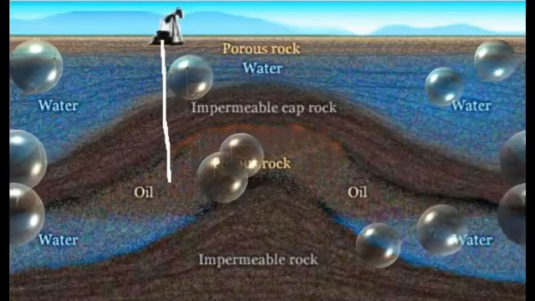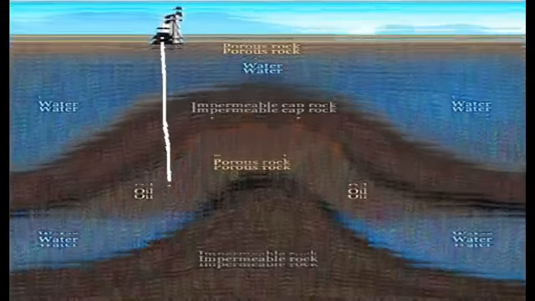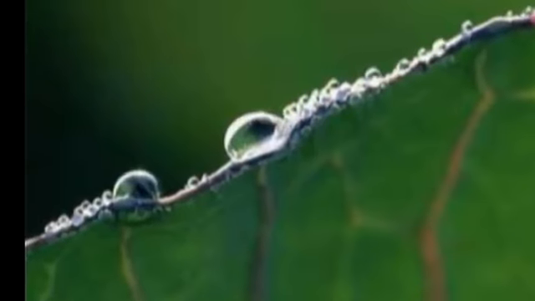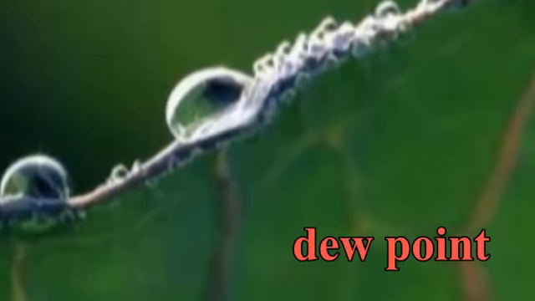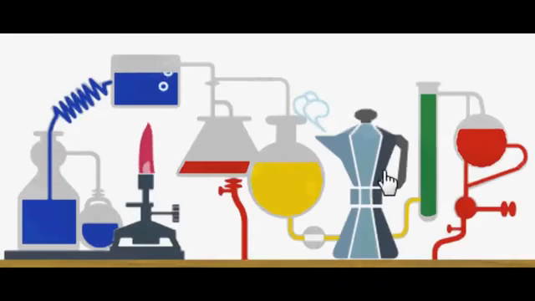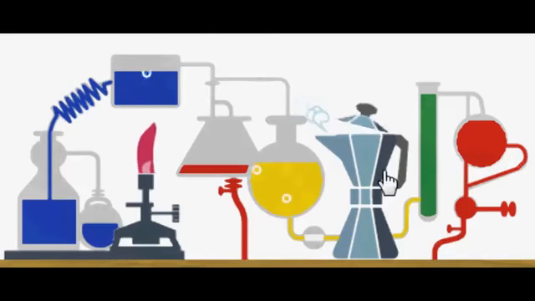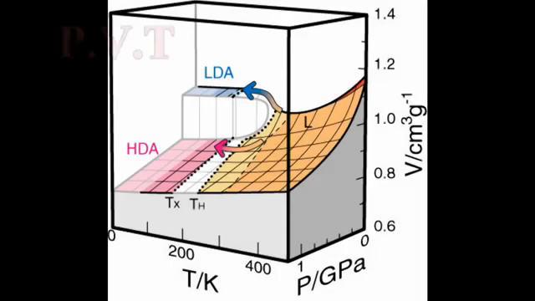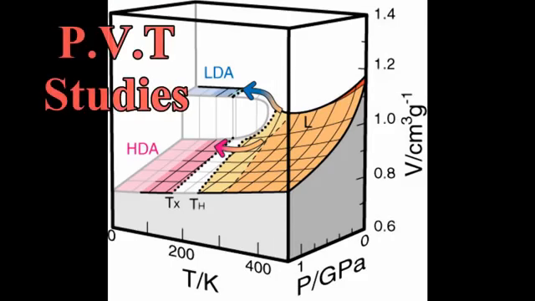The reverse of the bubble point pressure, where gas goes back into a liquid, is called the dew point. A detailed study of bubble point pressure and dew point pressure for different oil types is measured in laboratories. This is referred to as PVT studies.